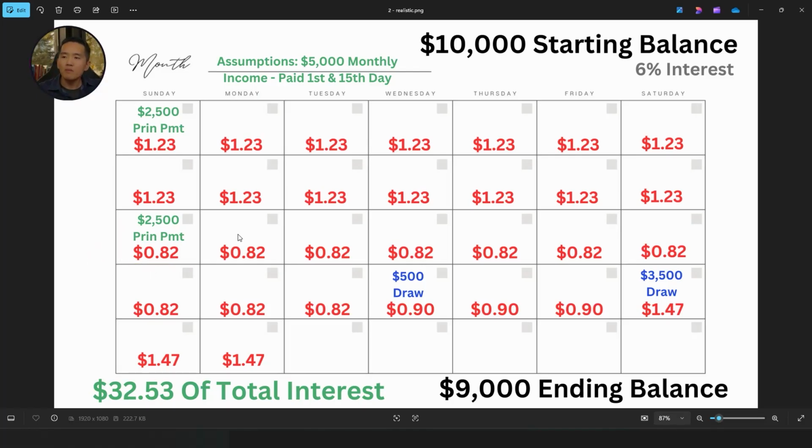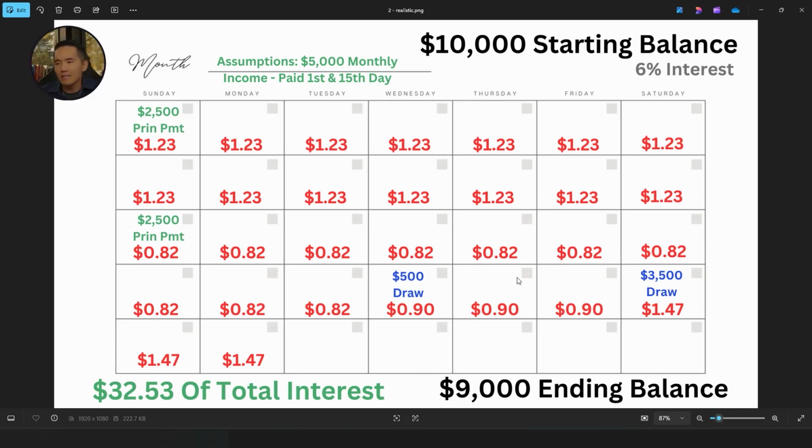excuse me. And it stays that way all the way until we make a draw of $500 and another subsequent draw of $3,500, bringing the interest cost up to $1.47 for the remainder 3 days of the month.